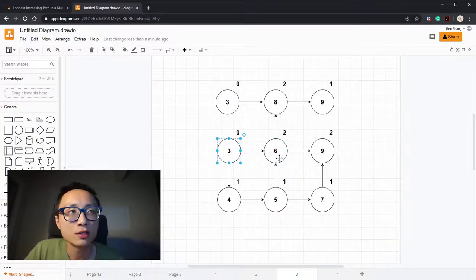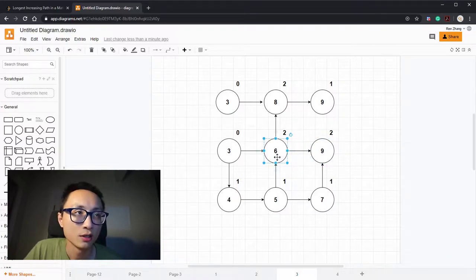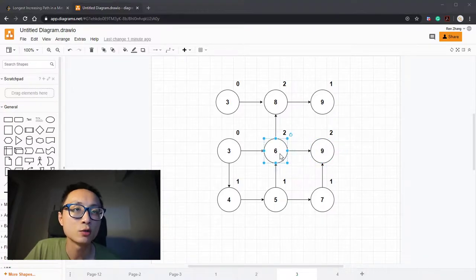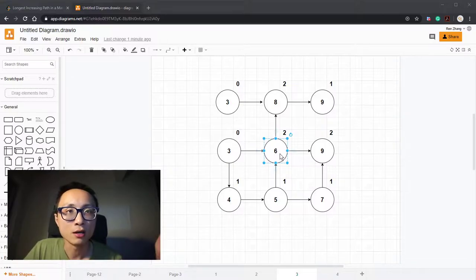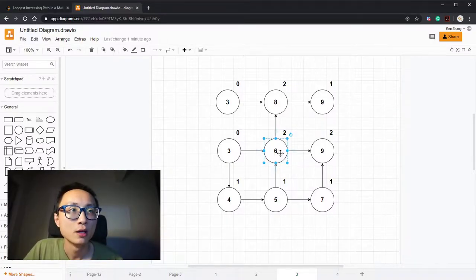So if we start with maybe 3, we can go right, and from there we can go right. The node 9 will tell node 6, if you choose to go to me, you will have an increasing path of length 2. So node 6 will note it down. So if I go right, I will have an increasing path of length 2. You will also try to go up and then go right. So 9 will tell 8, we together will form an increasing path of length 2. 8 will go back to 6 and say, hey, if you choose to go to me, you will have an increasing path of length 3.